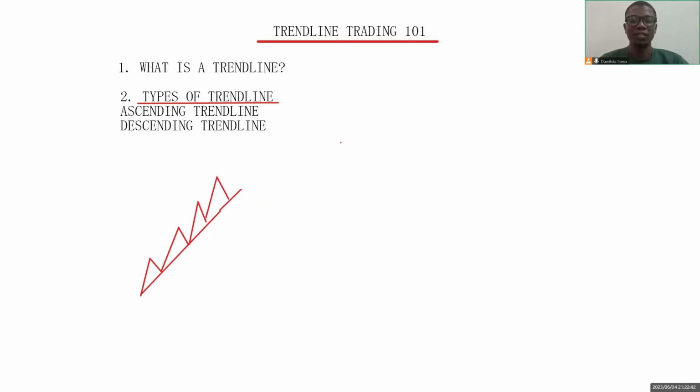Then what does a descending trend line do? A descending trend line checks the strength of a bearish trend. Right here we can see that price is still very much bearish because it obeyed the descending trend line. So the left side is an ascending trend line that we use to check the strength of a bullish structure, and the right side is a descending trend line that we use to check the strength of a bearish structure.